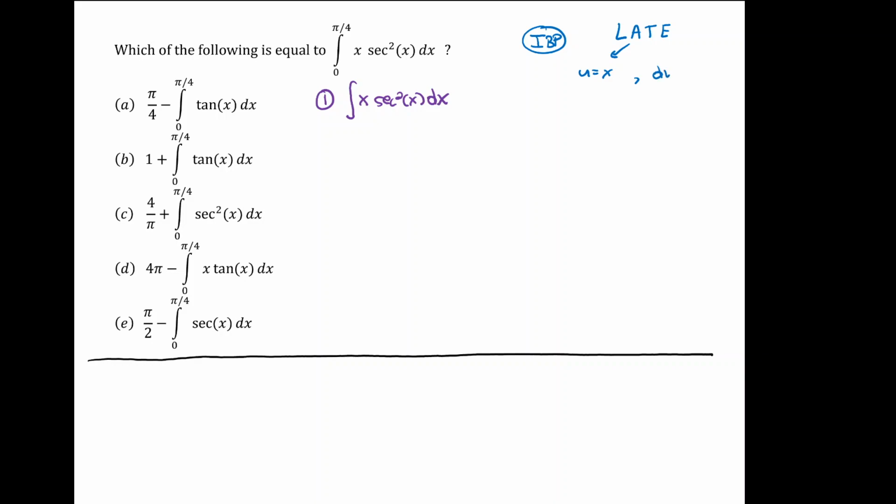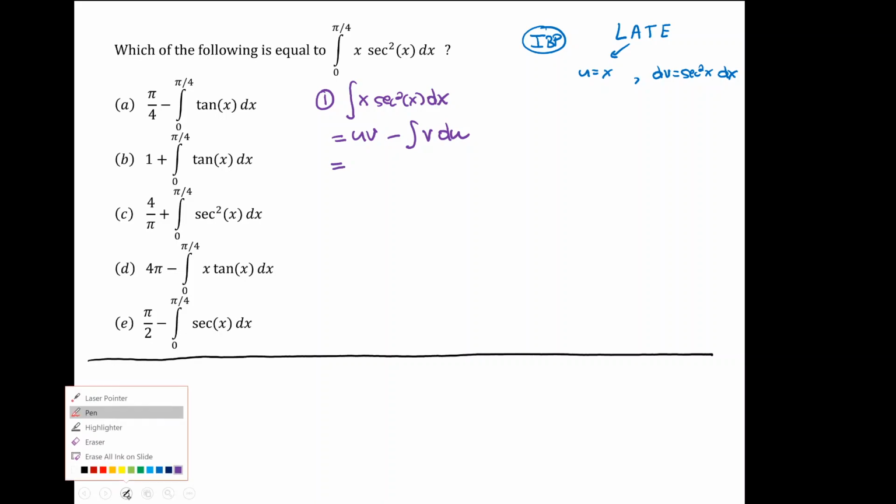That means dv must be everything else: secant squared of x dx. Okay, where does this take us? uv minus the integral of v du. So u we have as equal to x. V, we'll have to find that, leave a space for it. Minus the space for that stuff. Okay, let's see.